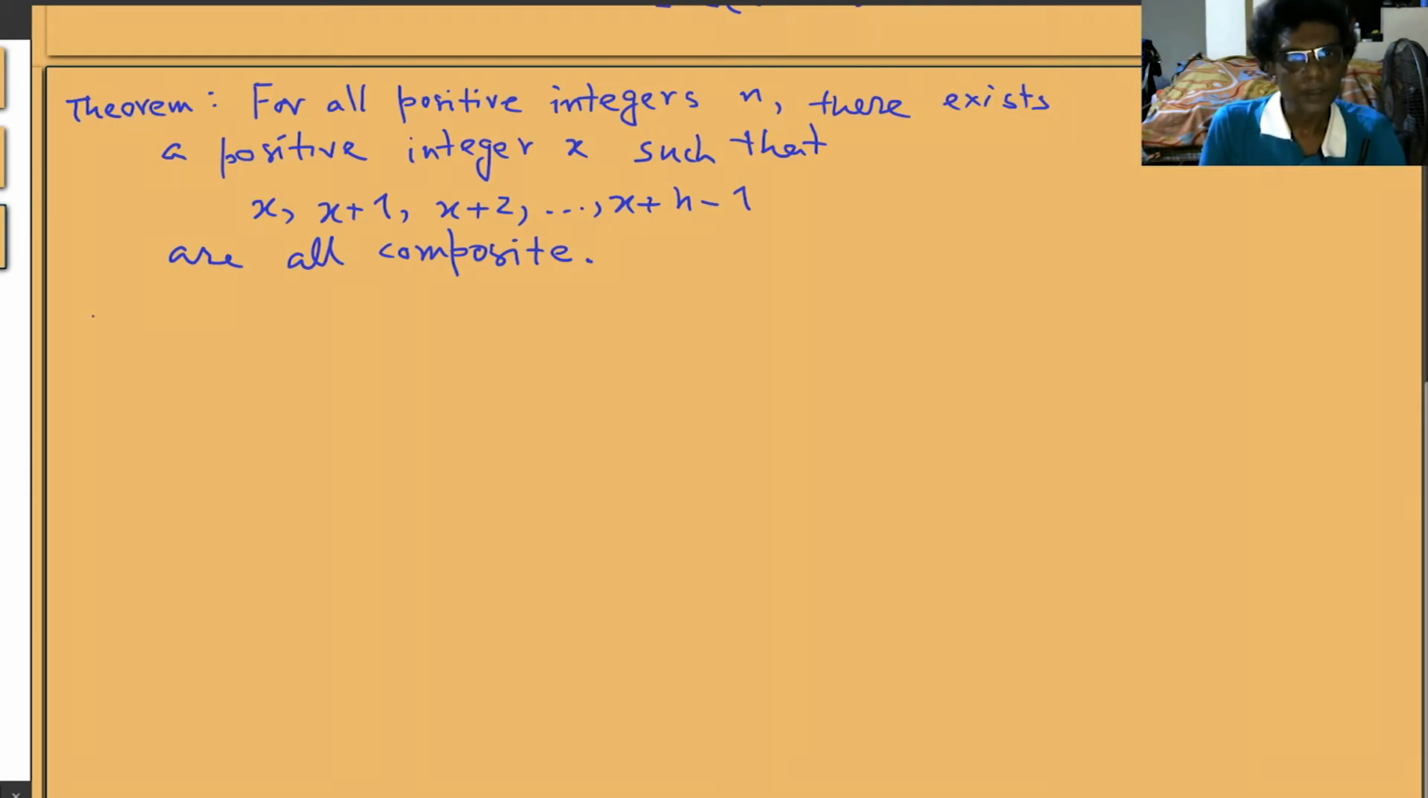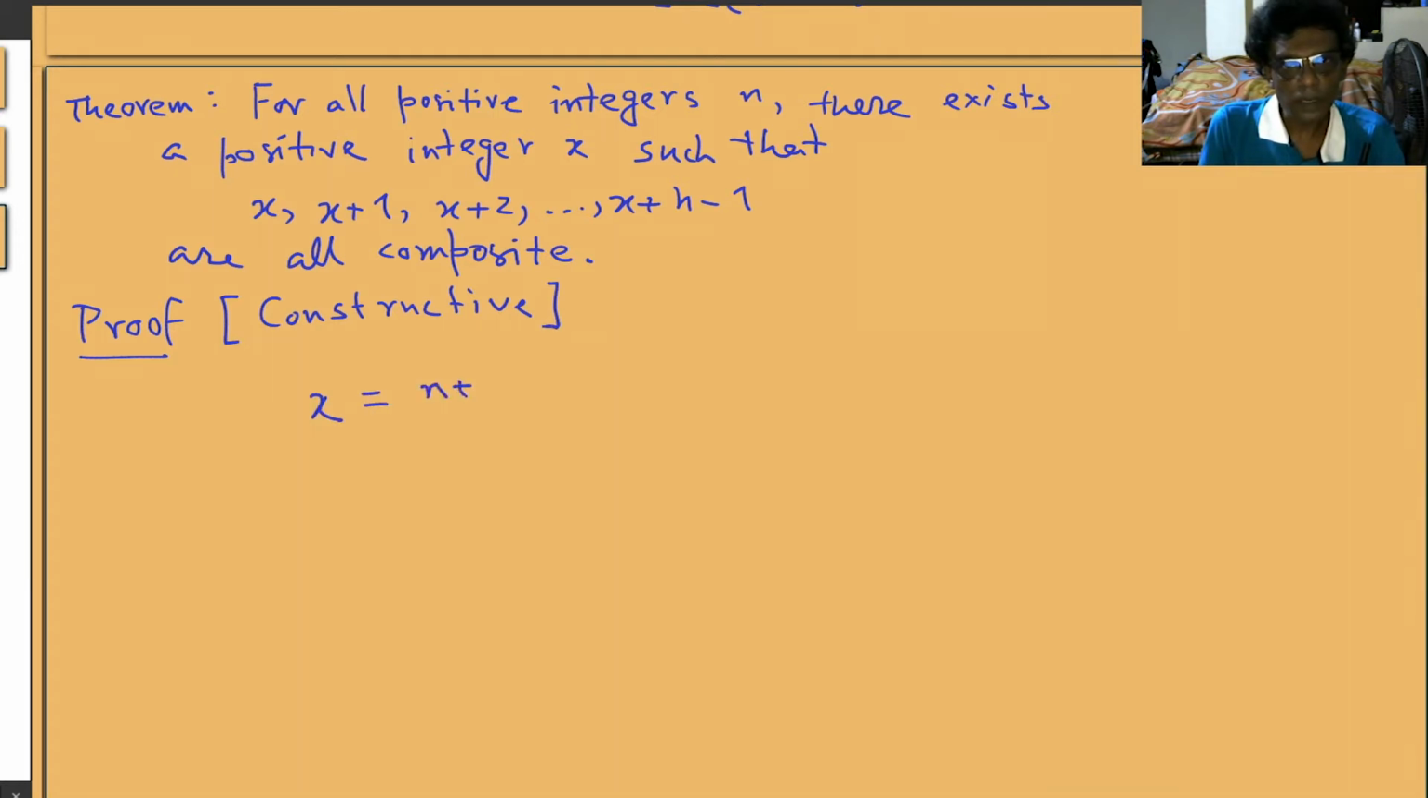So here I will produce a constructive proof. This is constructive. I will explicitly construct an x as a function of n. So I take x as (n plus 1) factorial plus 2. So this is an explicit construction.